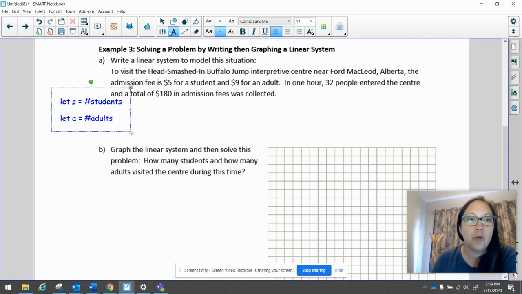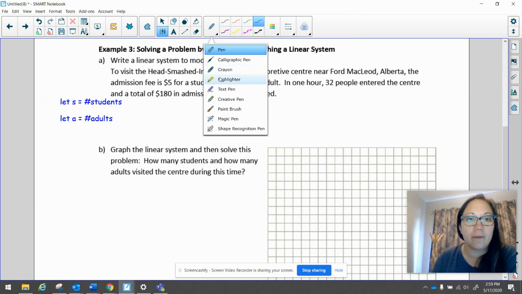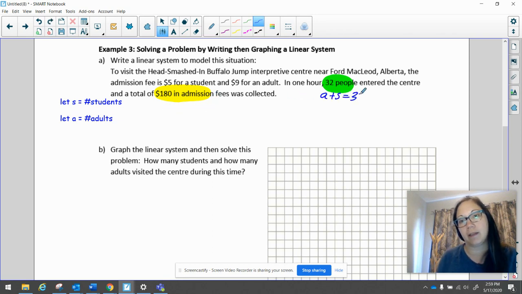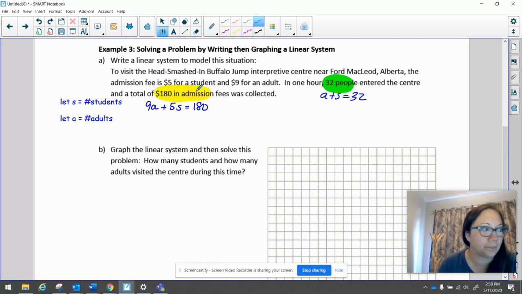Okay, now we know 2 totals. One of our totals is that 32 people came in, and the other one is that $180 in admission fees was collected. So we're going to make an equation out of each of those. So we know that 32 people means that adults plus students was equal to 32. And we also know that $9 times every adult plus $5 times every student equaled $180 total.